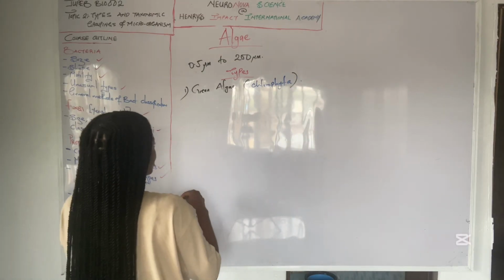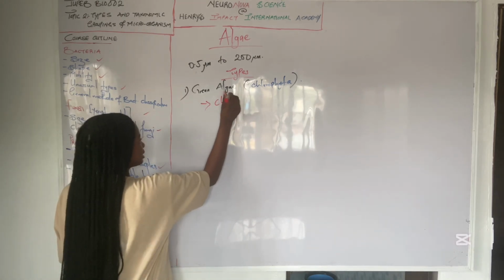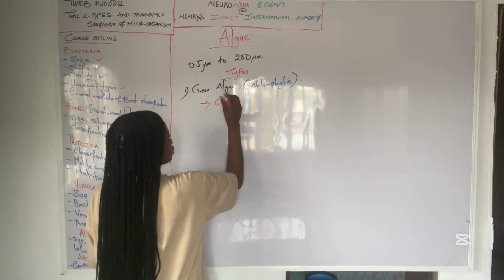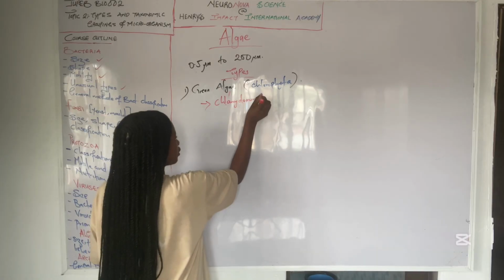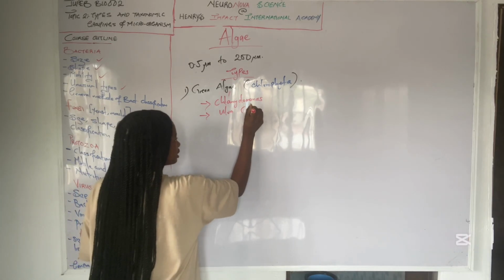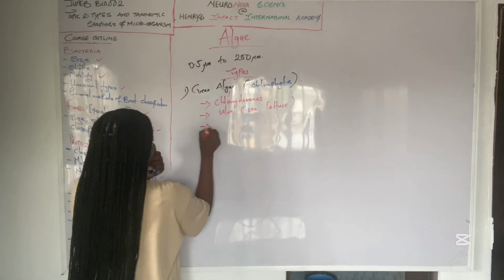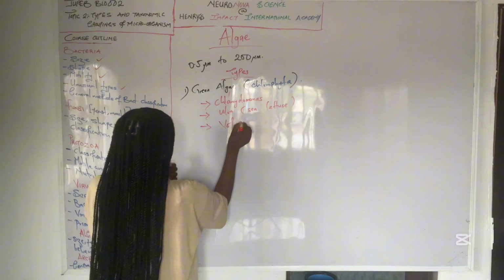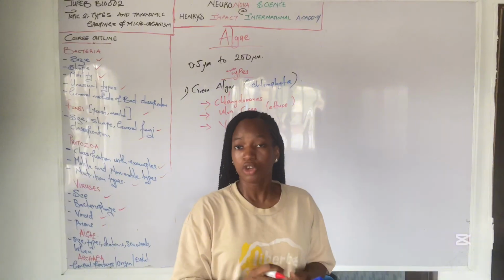Then we have some major examples of this green algae. We have Chlamydomonas, Ulva, which can also be called sea lettuce, and Volvox. So these are some major examples you need to take note of when you're talking about your chlorophytas.